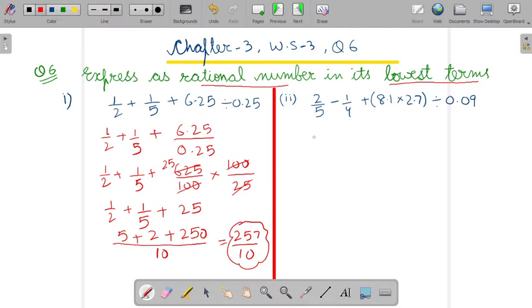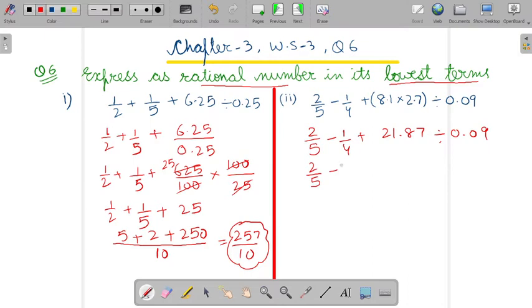Now come to the second part. In the second part, the question is again we have to do the multiplication. You have to solve the bracket which is in the form of multiplication. So what will you do? 8.1 multiply 2.7. So you will be getting 21.87. Divide 0.09. So this is the same as the previous question.